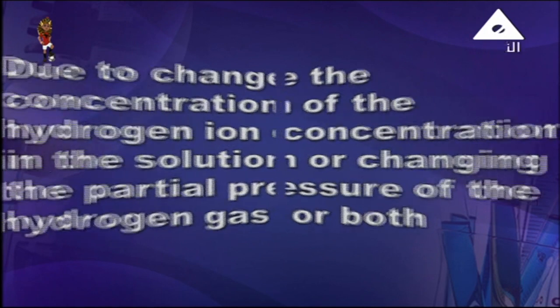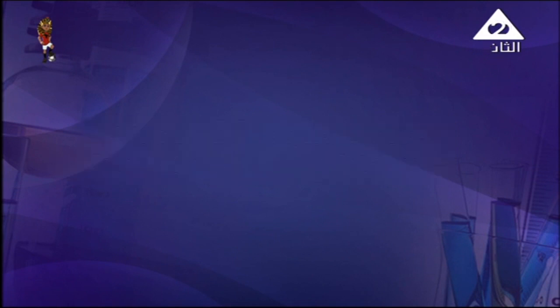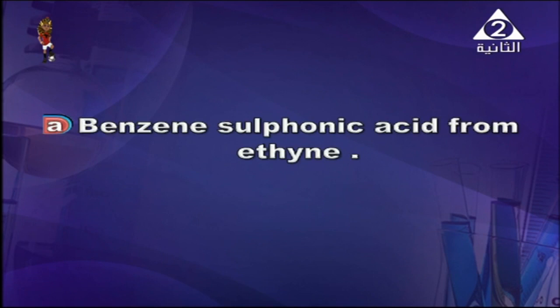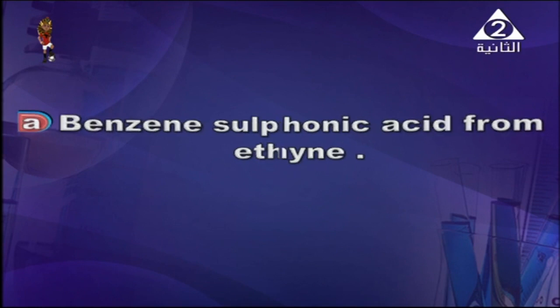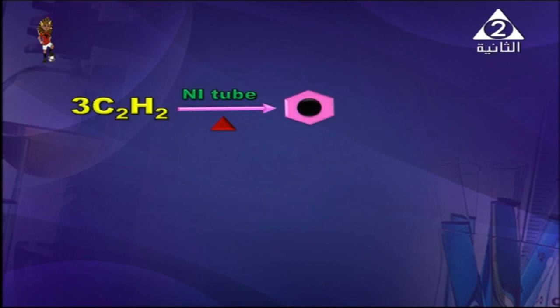Concentrate on this. Now, what about showing by equations how you can obtain something? This is a type of preparation. Look at this. When I say benzene sulfonic acid from ethane, how can I do it? Benzene from ethane? Yes, I start with ethane. Look at this: 3C2H2. You remember what this means? Good, acetylene. Now, in the presence of a hot nickel tube, this gives me the benzene ring.